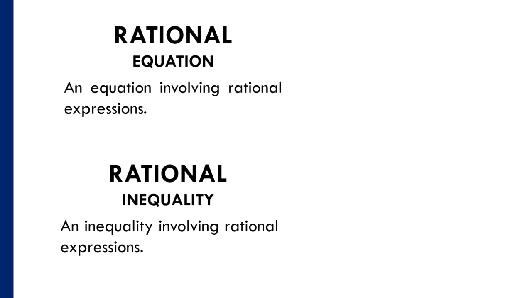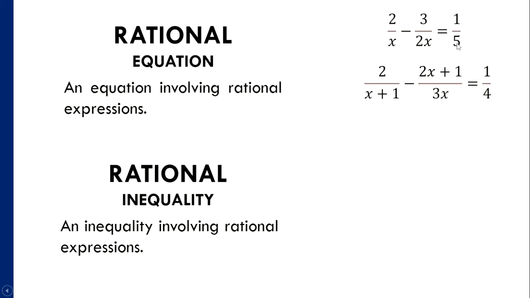And then a rational equation is an equation involving rational expressions. A rational inequality is an inequality involving rational expressions. For instance, we have here for the equation 2 over x minus 3 over 2x, and then 2 over x plus 1 minus 2x plus 1 over 3x equals 1/4. Then 5 over 2x minus 8 is equal to 7x over 2x minus 1. And then for the inequality, of course, we use inequality symbols here. So it's a rational expression with inequality symbols. For the equation, of course, we use the equal sign.